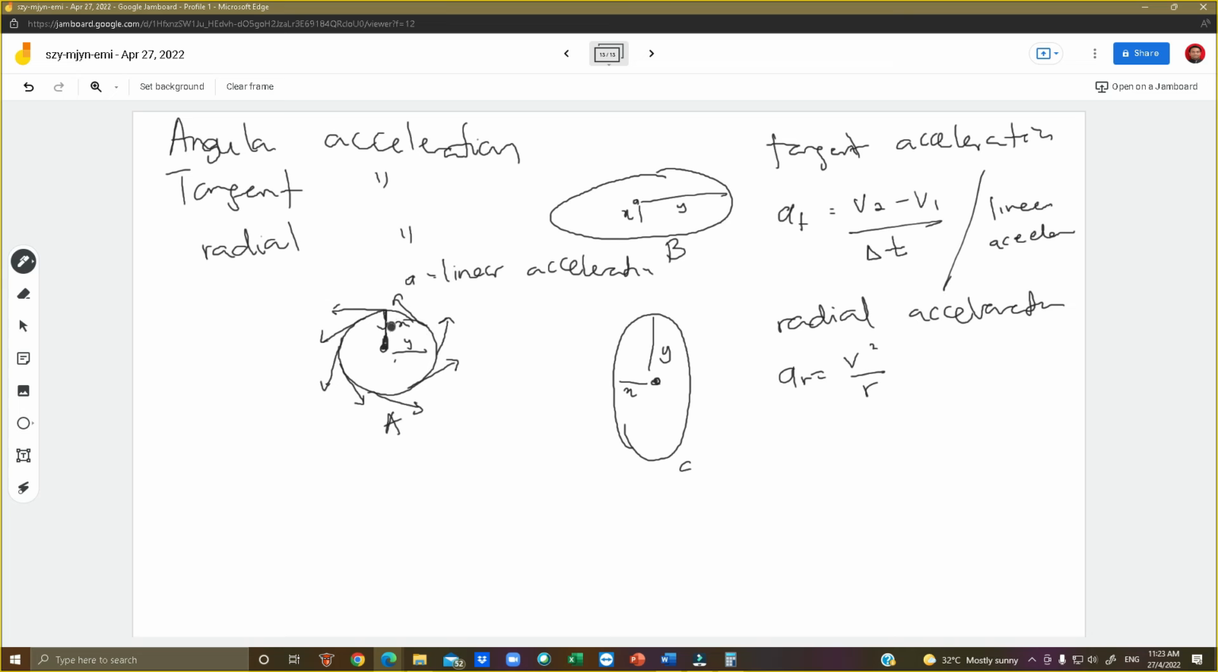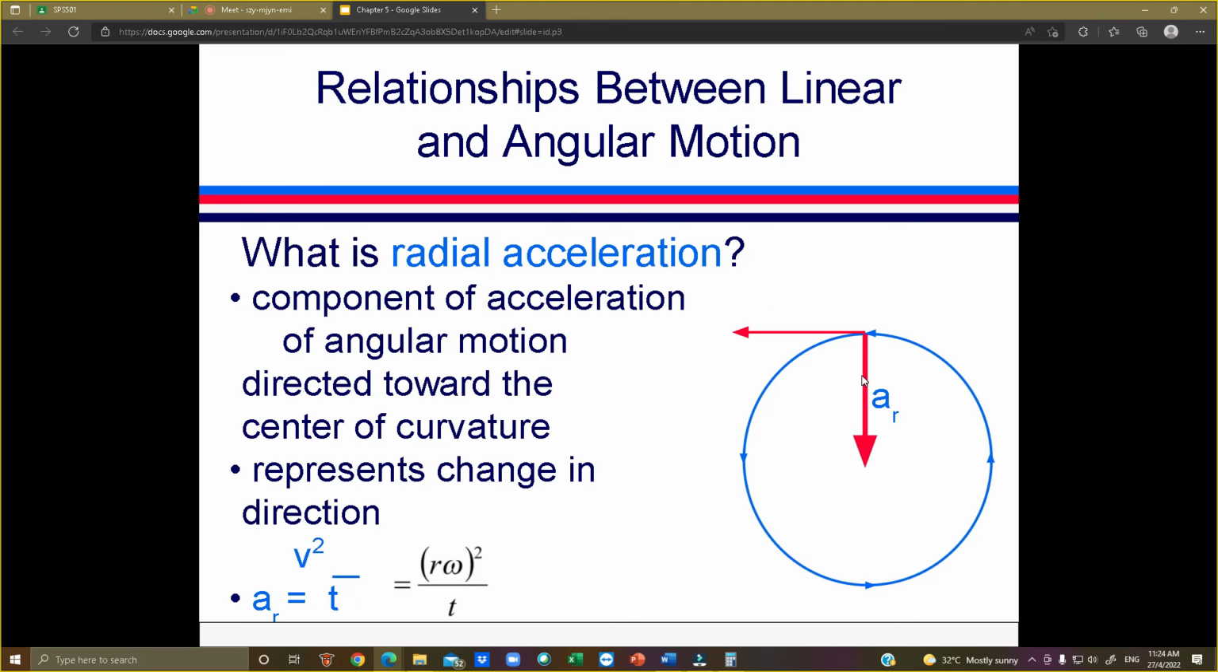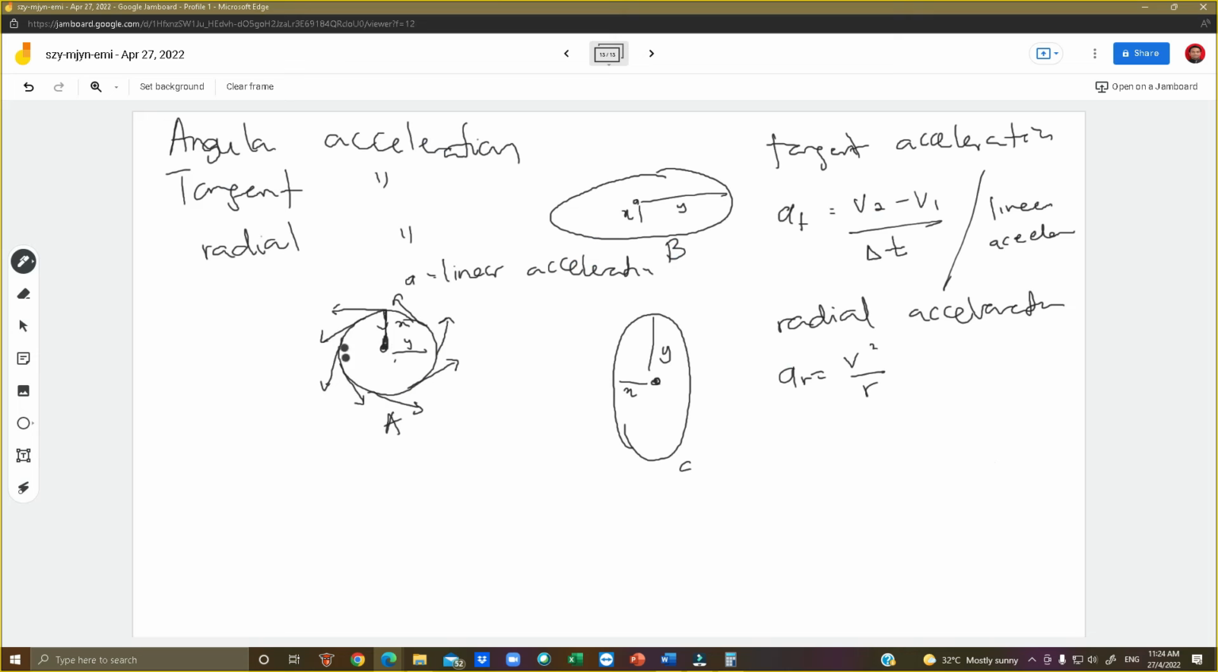Okay, to balance things up, in order to make a smooth curvature, we have another acceleration that moves inwards. Ni, yang ke dalam ni. That acceleration is known as radial acceleration: component of acceleration of angular motion directed toward the center of curvature. In other words, angular acceleration consists of these two. One is tangent, one is radial. Combining these two, then only we are going to get this kind of acceleration.